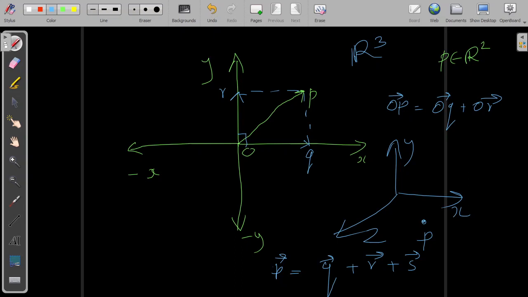This concept can be extended to fourth dimension, fifth dimension, sixth dimension, seventh dimension, etc. N dimensions. So we are going to define or deal with vectors in R^n.